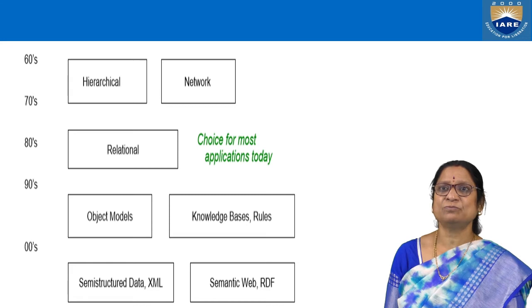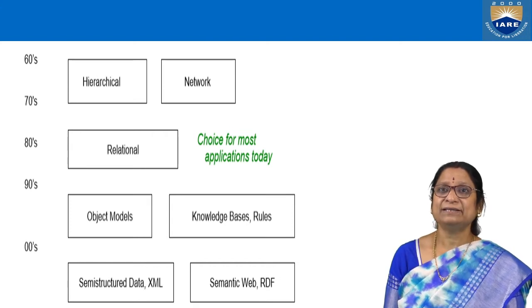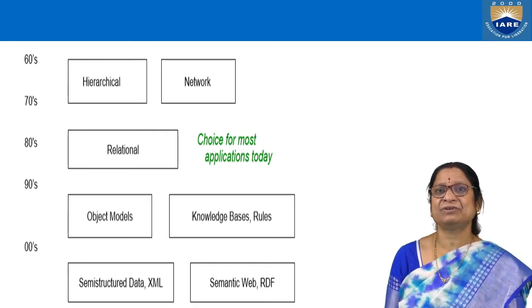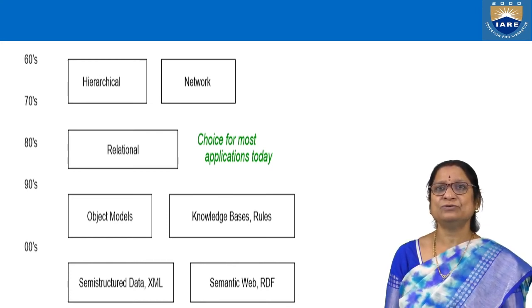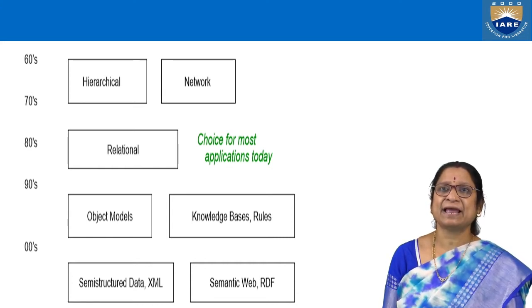In the 90s, object models came. As we discussed in the last sessions, knowledge bases are there, and rule representations were introduced. In the 2000s and beyond, XML, semantic web, and how semi-structured data is stored all came into the picture. But even though so many developments have happened in databases, even today the relational model is the basis for most of the new models also. Why and how these developments happened, we will see.